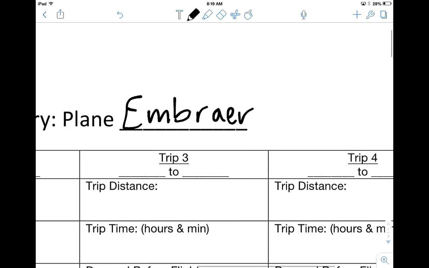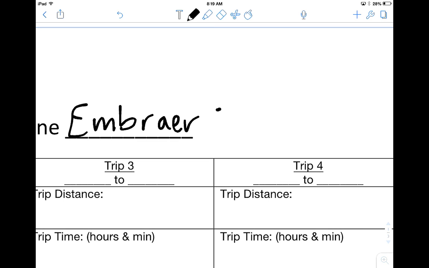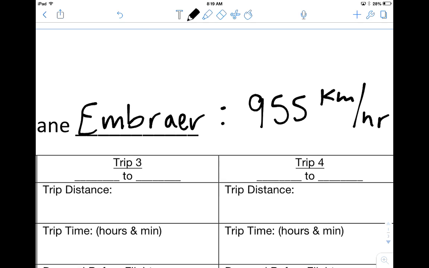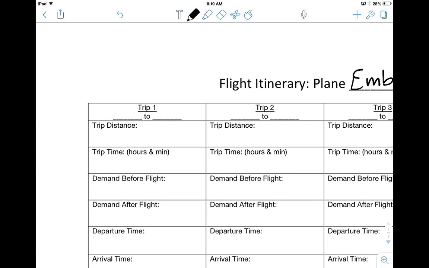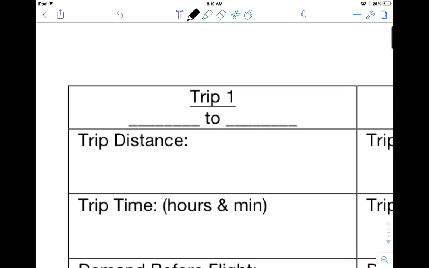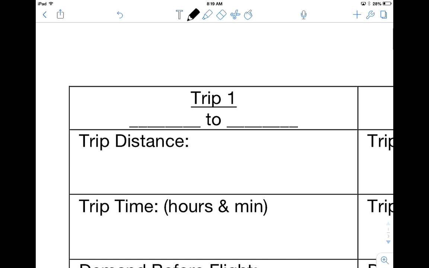And what I'm going to do is I'm just going to go ahead and write that this is 955 kilometers per hour. Now, you're going to have to choose a trip, and I'm just going to pick the first one I see. I don't know if this is a good trip or a bad trip or what, okay? But I'm going to go CLT to LAX.